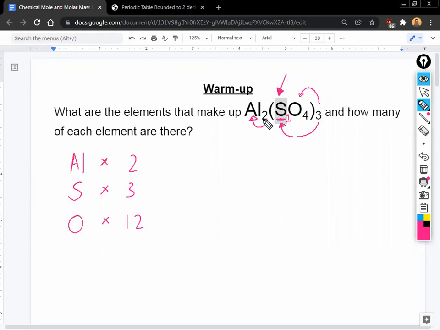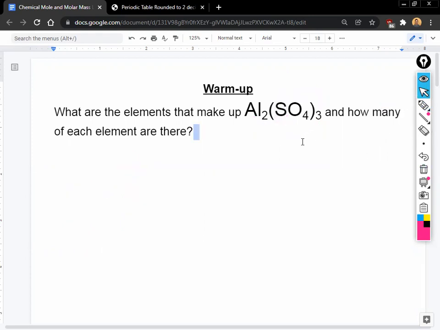Just make sure that you guys are comfortable counting these atoms because it's kind of the basis for what we're doing today. So this is just a review problem. Now we're going to get into the actual topic for today. But before we do, any questions on how we got those numbers? That's good? Okay, let's move on to what we're learning today.